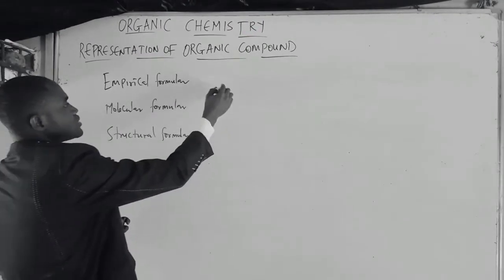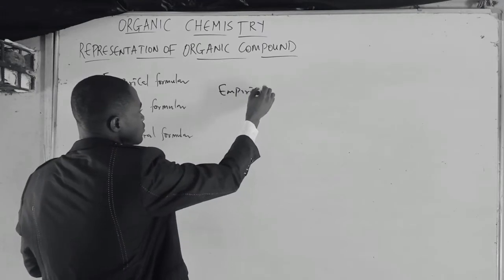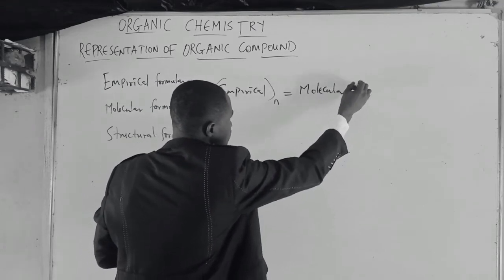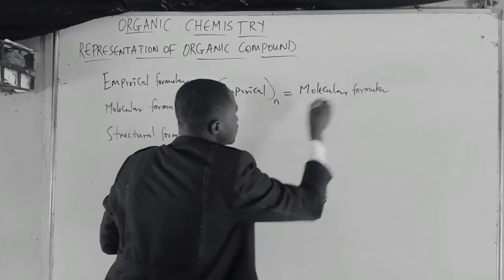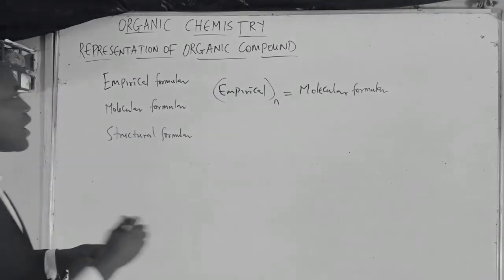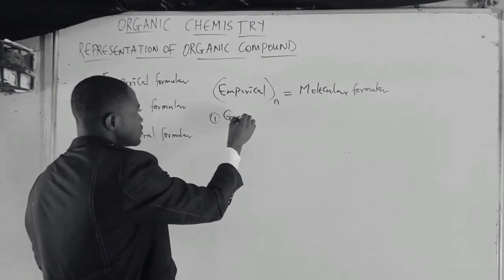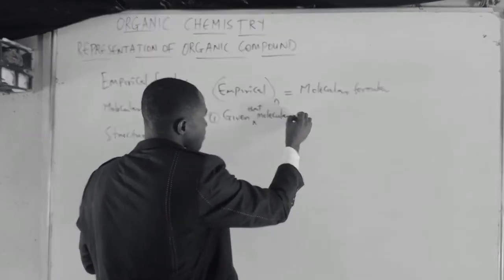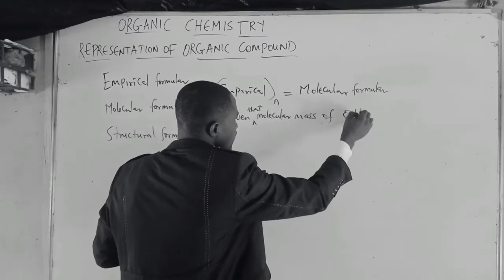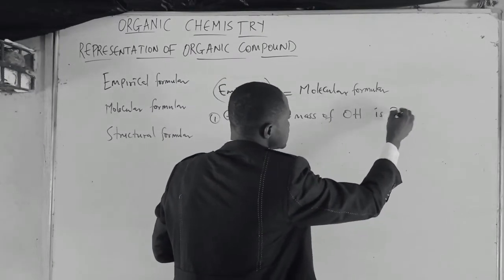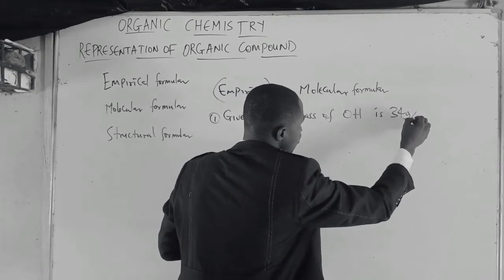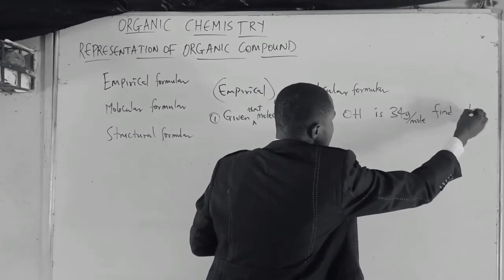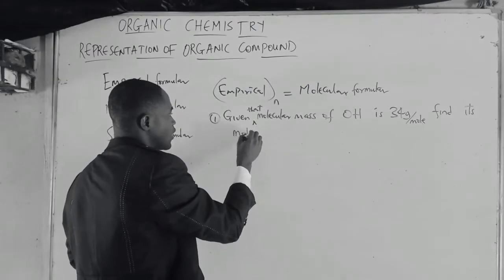It is noted that empirical formula to the base n will give you the molecular formula. What do we mean? Take for instance, given that the molecular mass of OH is 34 grams per mole, find its molecular formula.